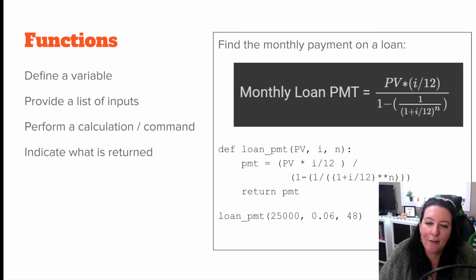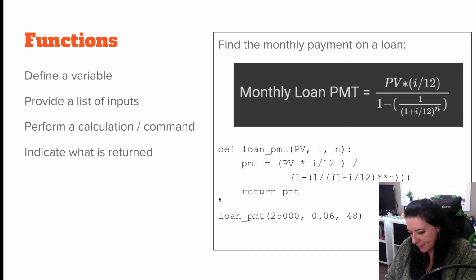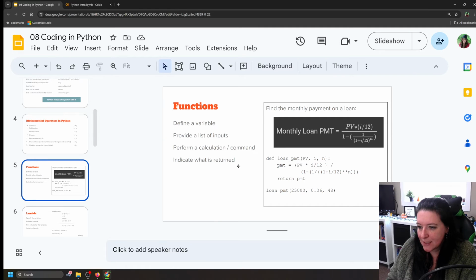So we're going to perform a calculation or a command. Whenever you create a function, you always need to specify what it is that you're defining, what the inputs are, provide the calculation, and then you also need to tell it what to return, what to output. So here it's going to return how much the monthly payments are. All right, so if we were to do this in Python, we go in.